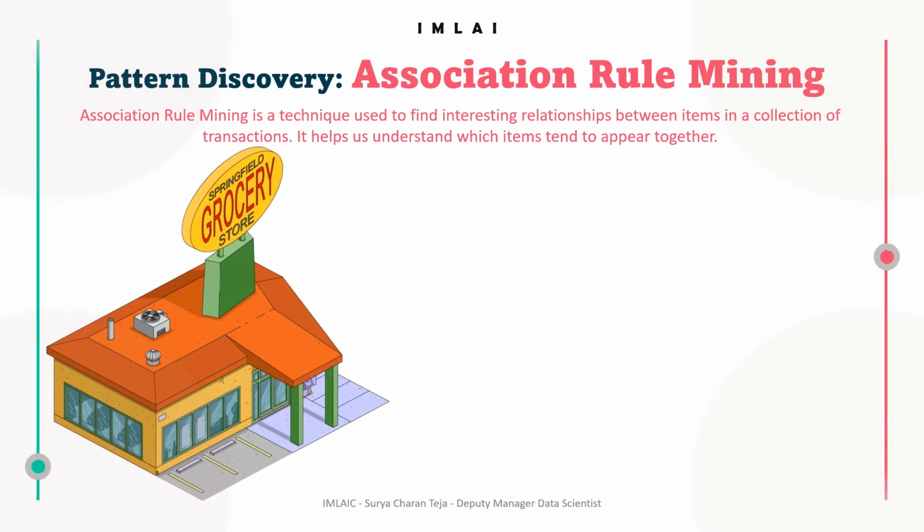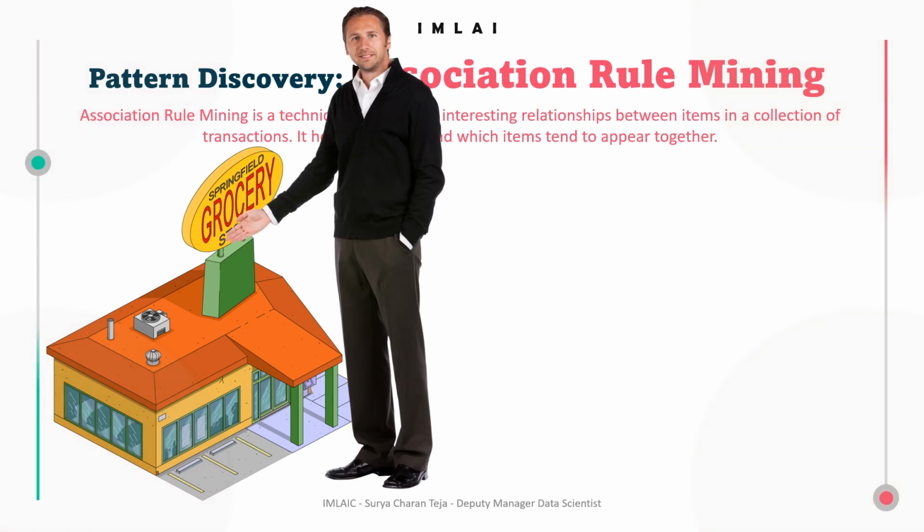So let's take this example, a grocery store example. The owner of this grocery store is Prasad. So, for example, if we have a data set of customer purchases, we can use association rule mining to discover patterns like if a customer buys diapers, they are also likely to buy beer.